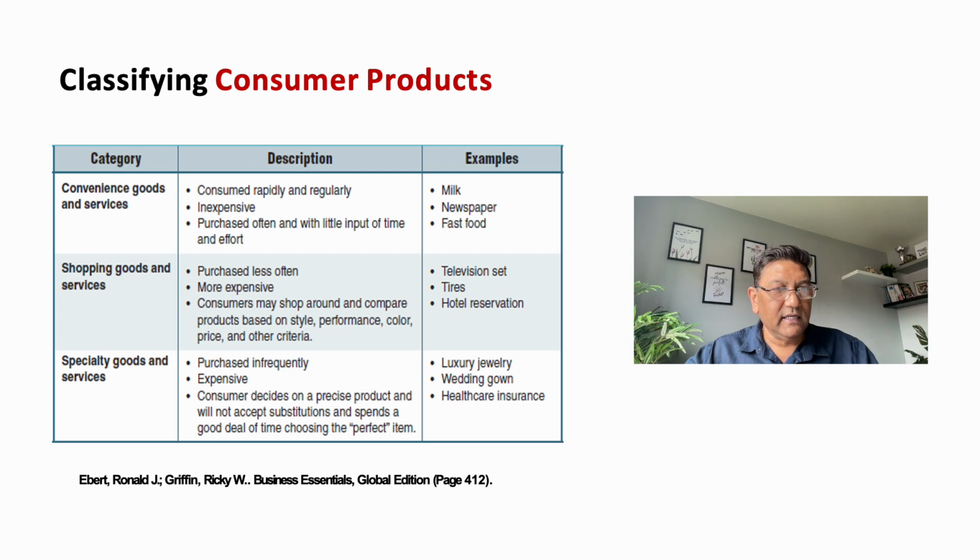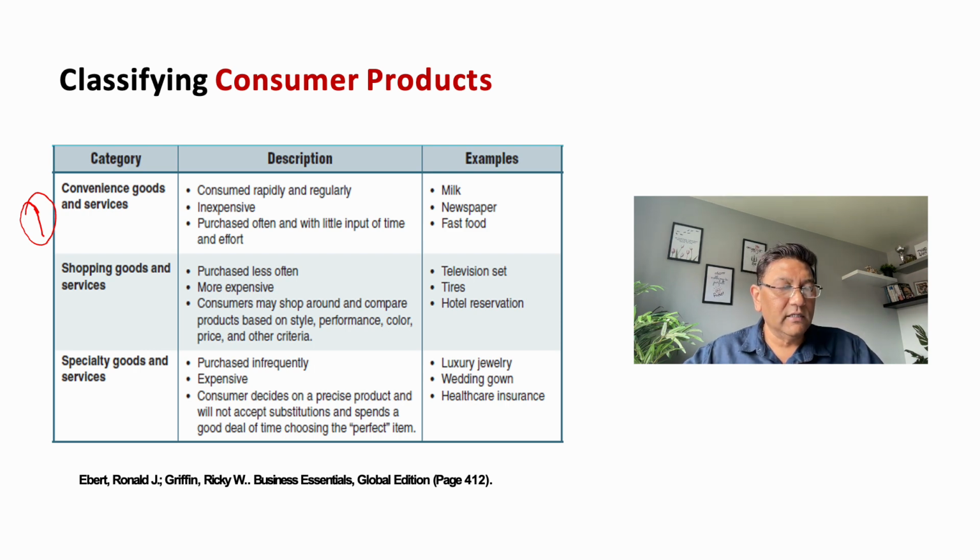If you look at the categories of classification of those goods and services, the first category is the convenience good. In that we have goods which we consume rapidly and regularly. For example, milk. Milk is a convenience good, which you can quickly go to a corner store and buy for your daily need. Or you can go to a chain store as well and buy milk from there. Now that is being consumed rapidly and regularly.